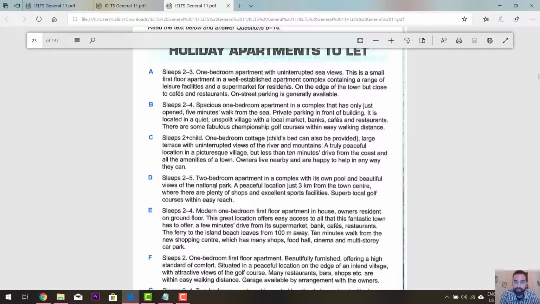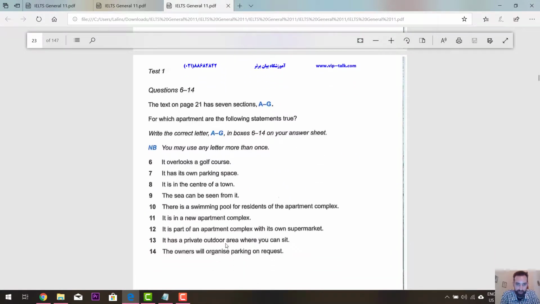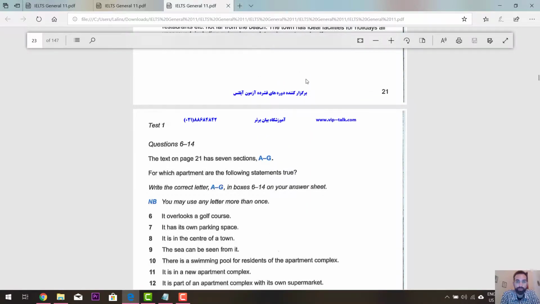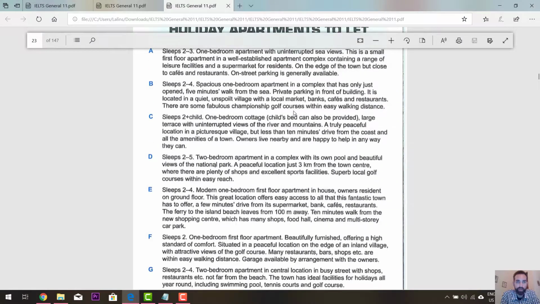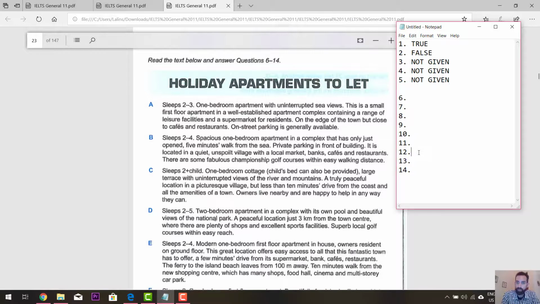Now, I see here it's mentioned first-floor apartment in a well-established apartment complex containing a range of leisure facilities. I keep saying activities, and a supermarket for residents. Now, I think that mentions here part of an apartment complex with its own supermarket. I believe 12 would be A then. So, yes, well-established, a range of facilities. Yes, so question 12 answer would be A.